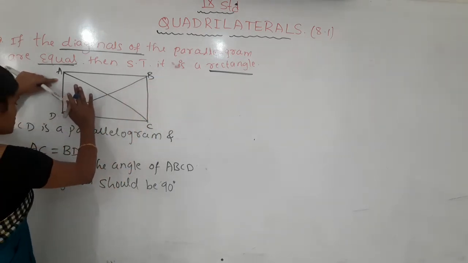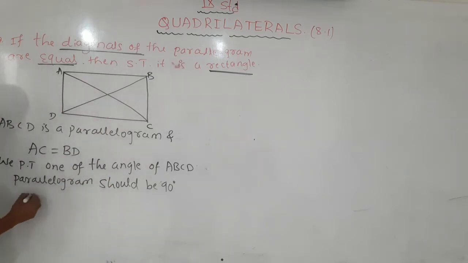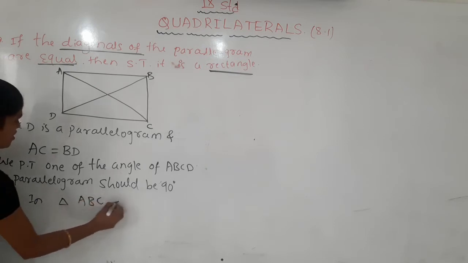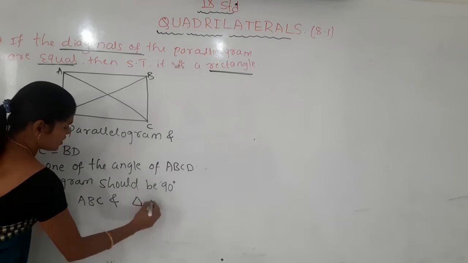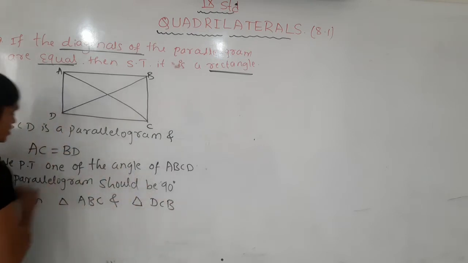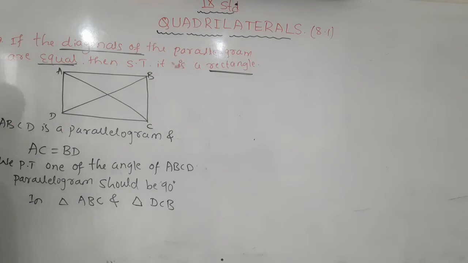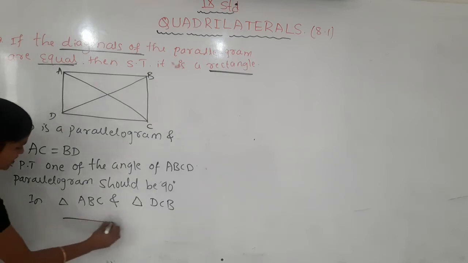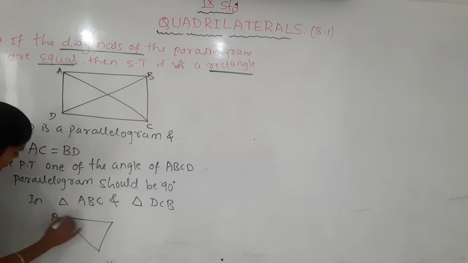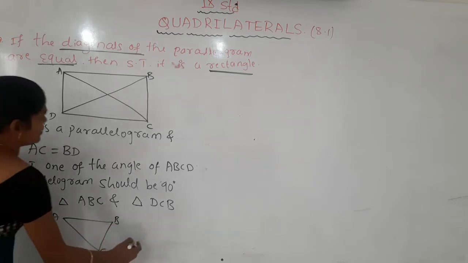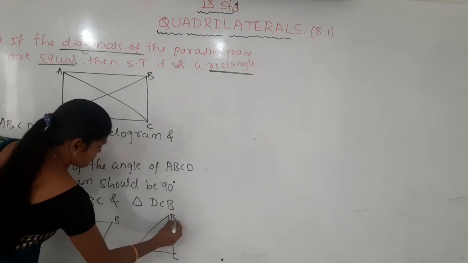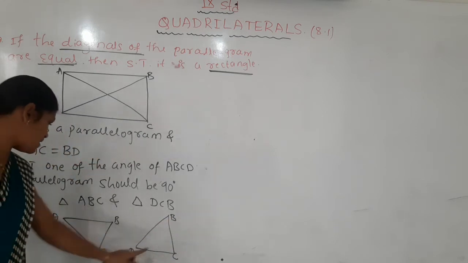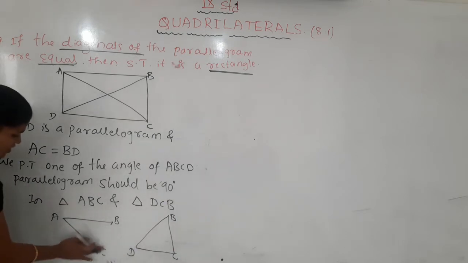Which are those two triangles? In triangle, first one ABC and the triangle DCB. If you want better, take that diagram separately here. This is ABC, A, B, C, and it is D, C, B. In these two triangles, it is BC here.